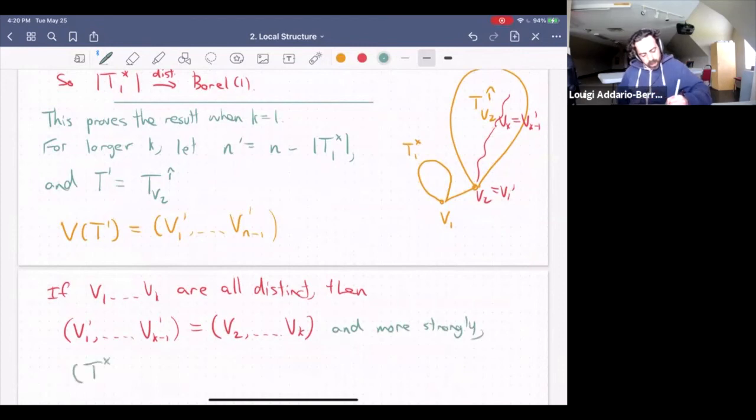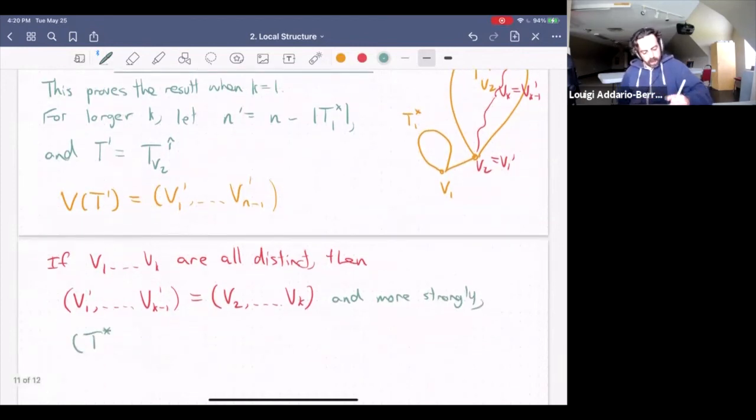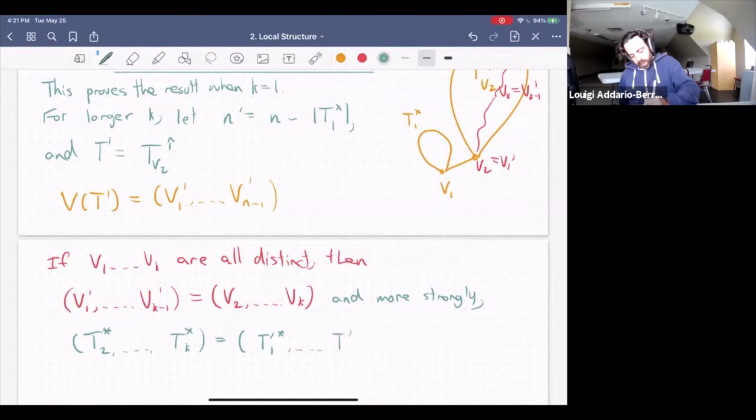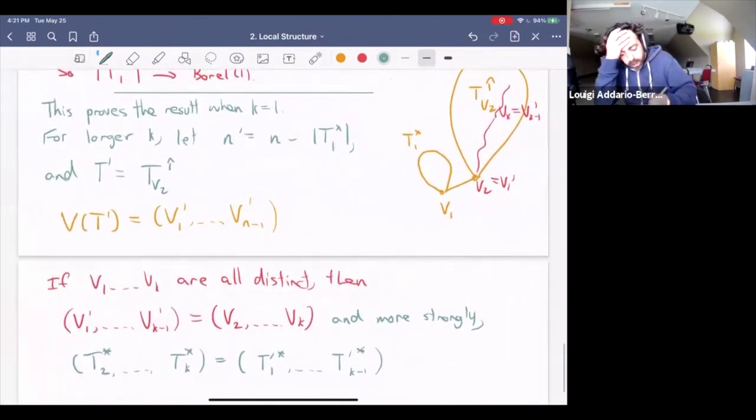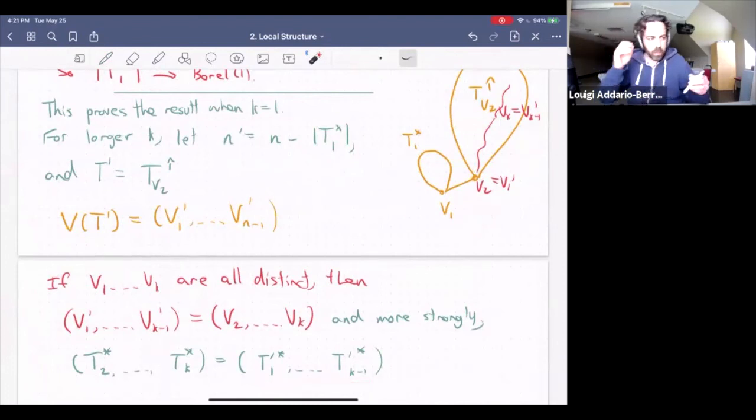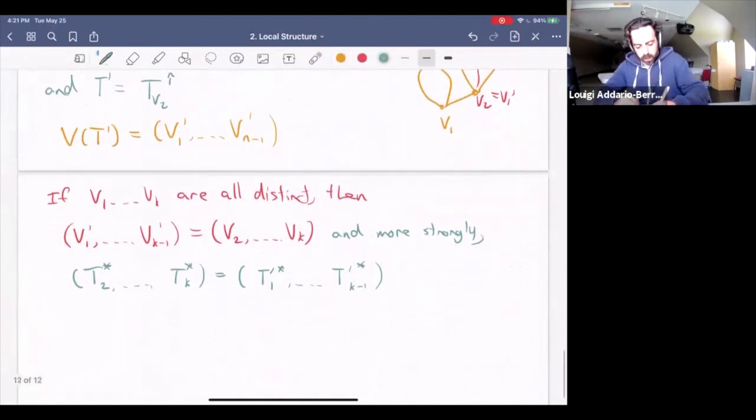if I look at the subtrees T star 2 up to T star k, then those are, if you like, T prime star 1 up to T prime star k minus 1. I apologize for the notation. Okay, so that's just saying that the subtrees in this tree T prime hanging off of this path are the same as the subtrees hanging off of the path in T, just with indices shifted by 1.